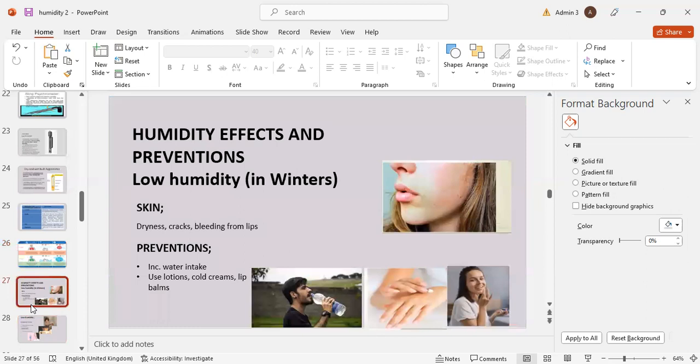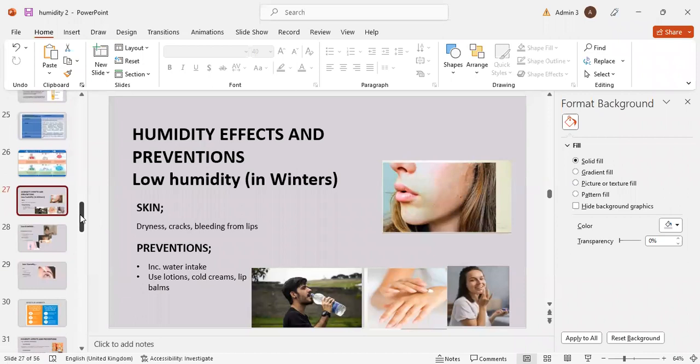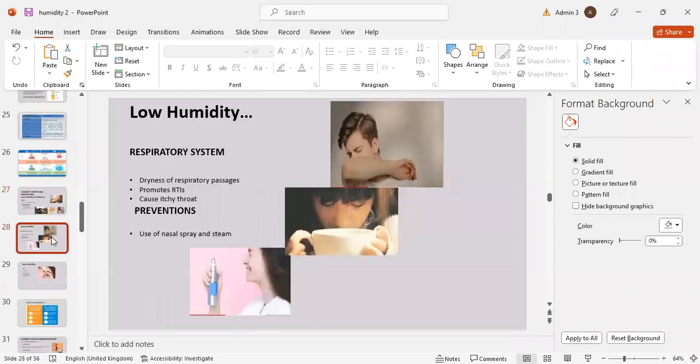Humidity effects and their prevention. In low humidity, especially in winters, effects on skin include dryness, cracks, and bleeding from lips. Preventive measures are: we should increase our water intake, and use lotion, cold creams, lip balms, and chapsticks.